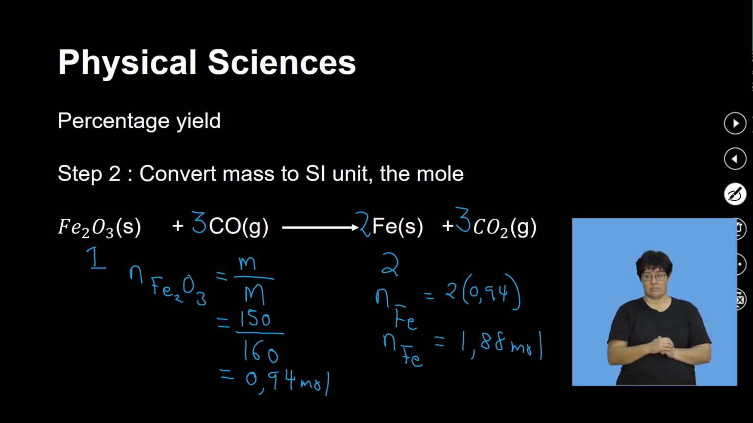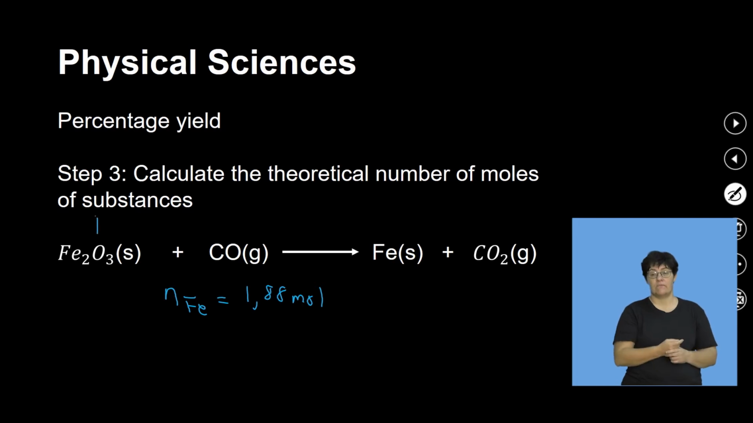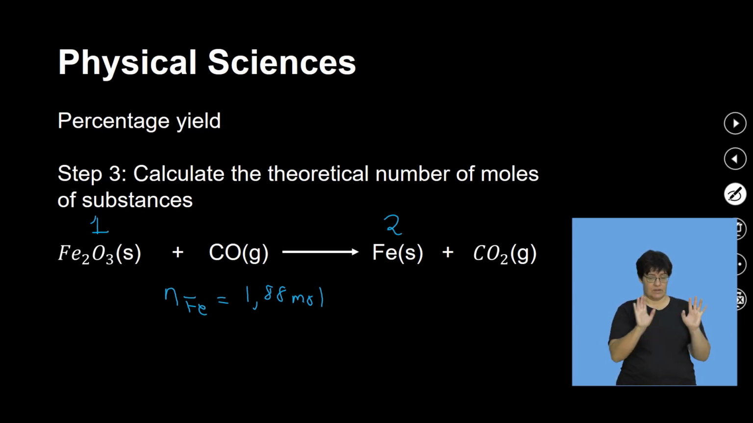Okay, so what's our next step after that? Step number 3, we can calculate the number of moles of the substance. We've managed to do that. We say number of moles of the product is equal to 1.88 moles. Where did this come from? It came from the stoichiometric ratio of a mole of the oxide produces 2 moles of the iron. So that is straightforward.